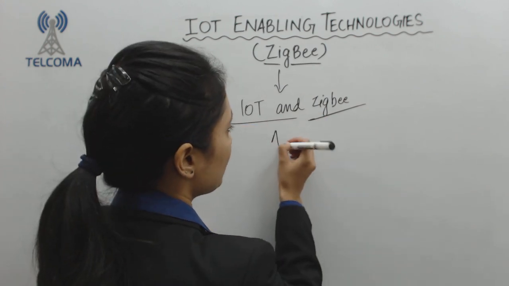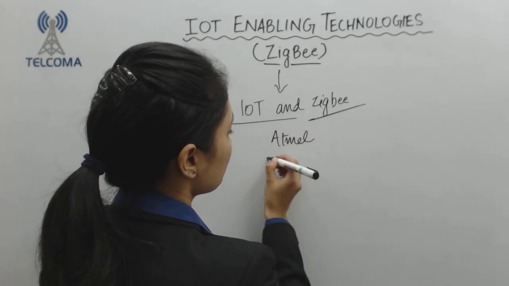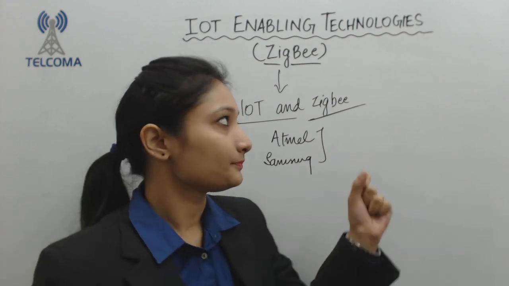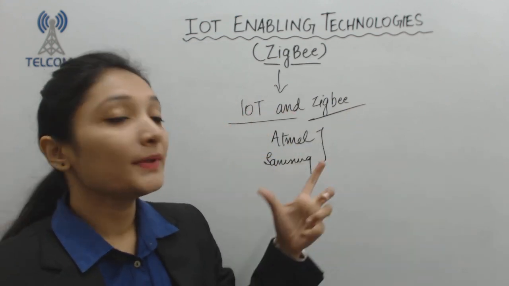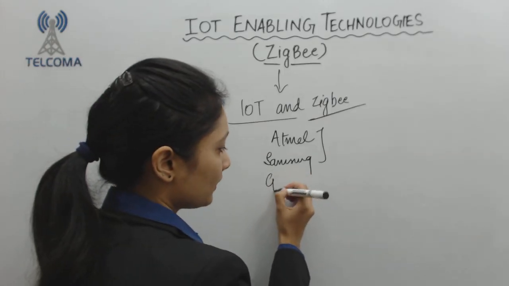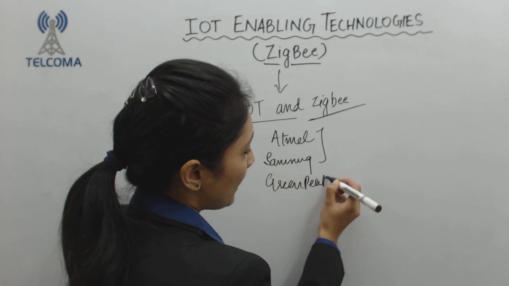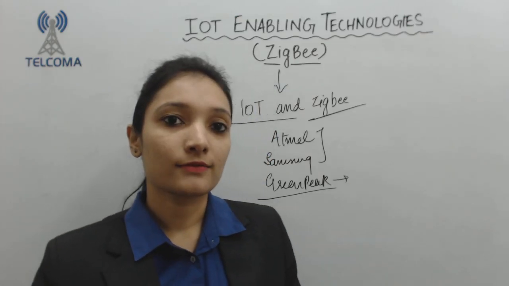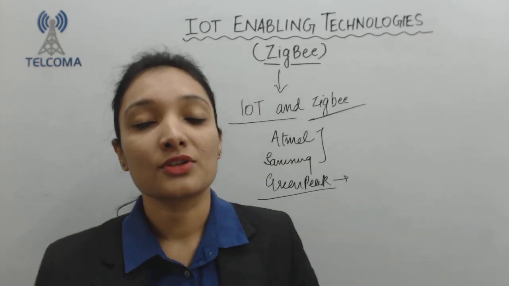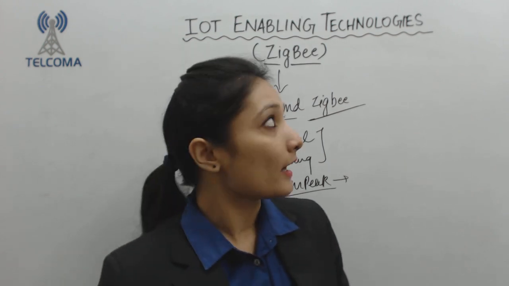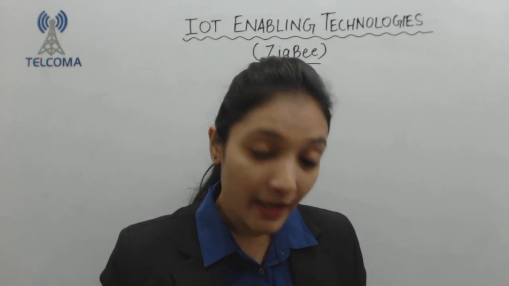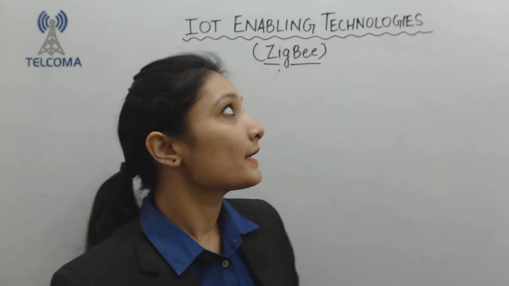Now various corporations like Atmel Corporation, Samsung, etc., have launched many Zigbee enabled modules. GreenPeak has also launched some Zigbee enabled modules and sensor devices which will be used in smart home automation systems. So in this class on IoT enabling technologies today, we have covered only one of the IoT enabling technologies, which is your Zigbee technology.